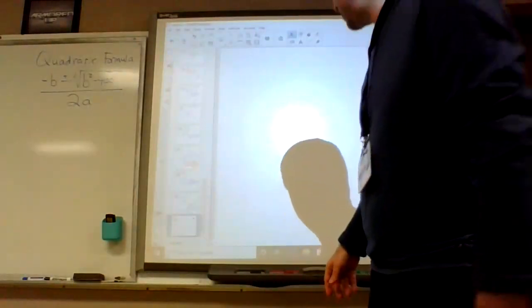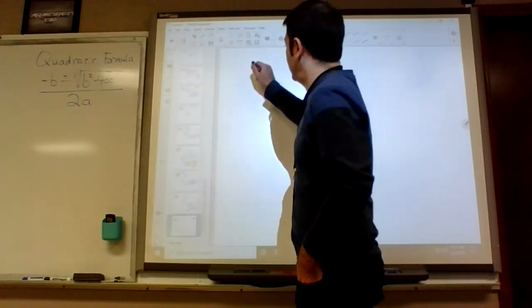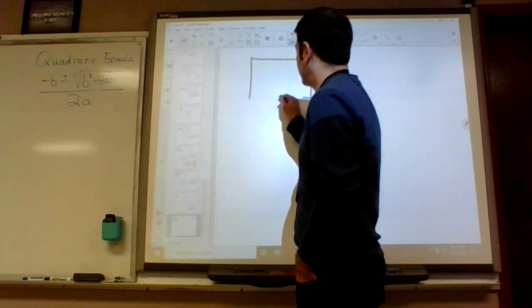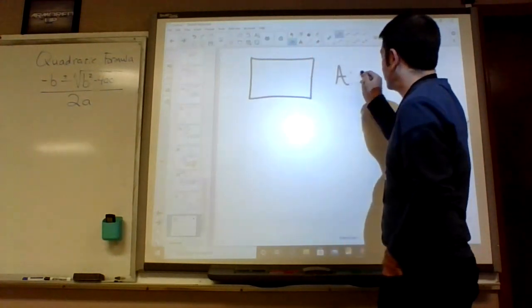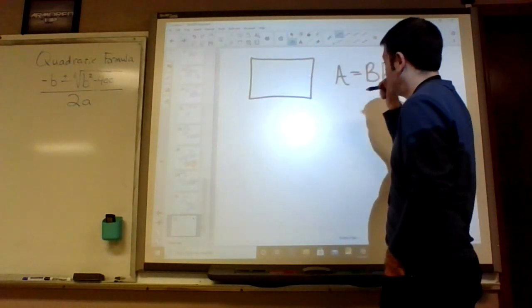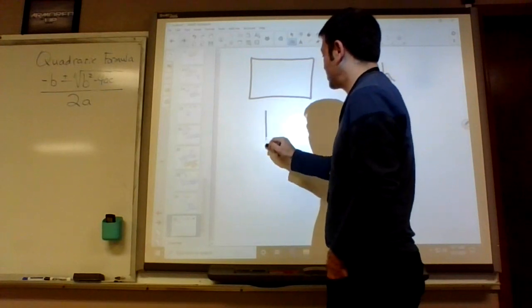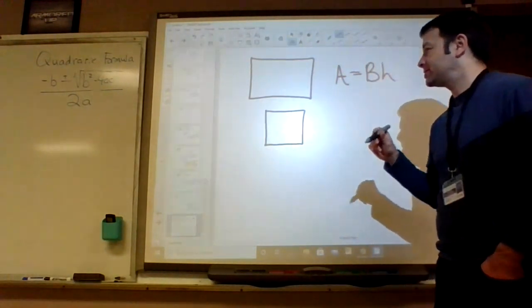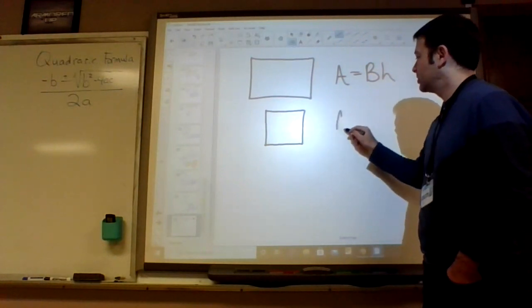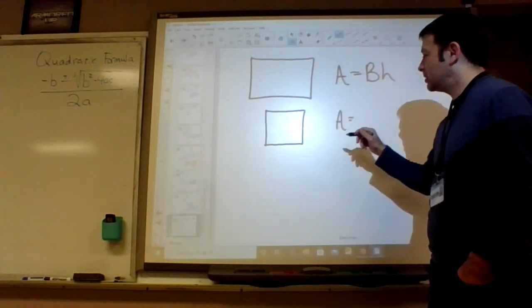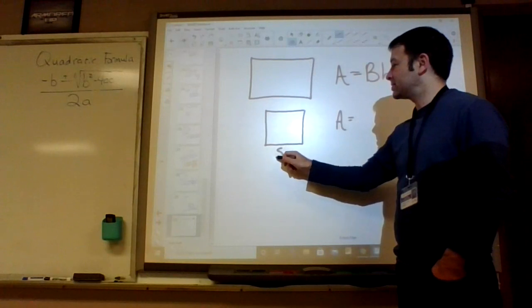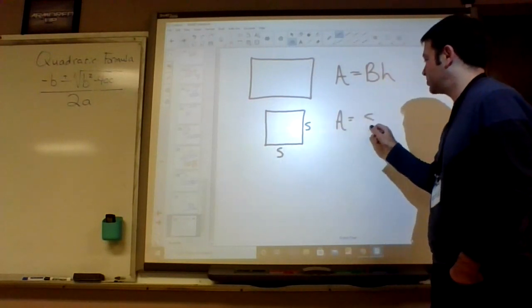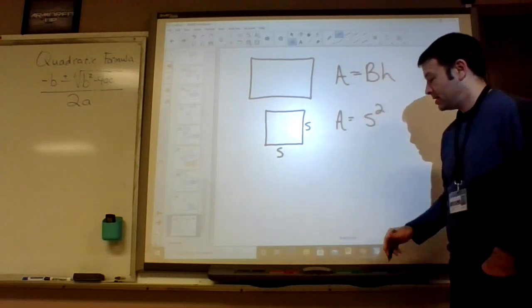Let's see how much you guys remember. How do we find the area of a rectangle? Base times height. Just base times height. Boom, done. How do we find the area of a square? Base times height as well, except you can really just do base. Since the sides are the same, you can just do one side times itself, one side squared.